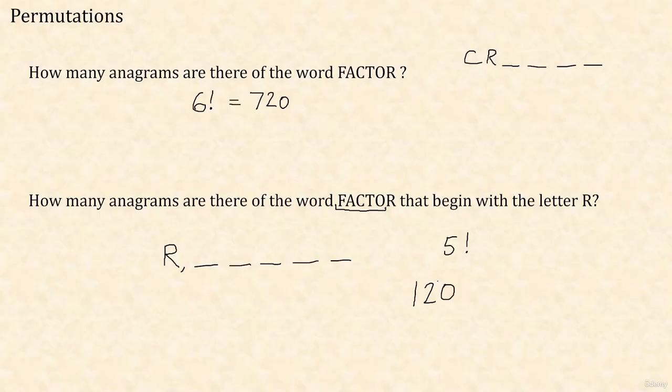So that's an introduction to permutations and how we can use factorial notation to figure out the number of arrangements when we have a list of unique elements like letters.